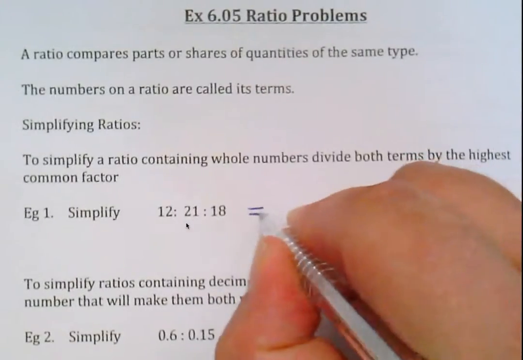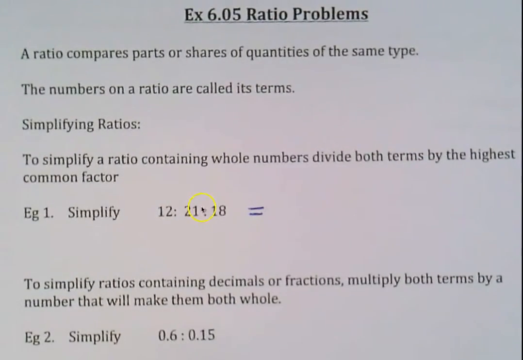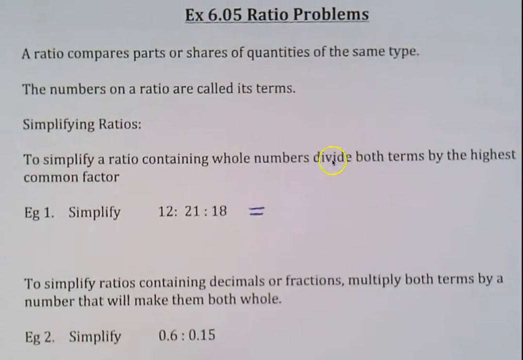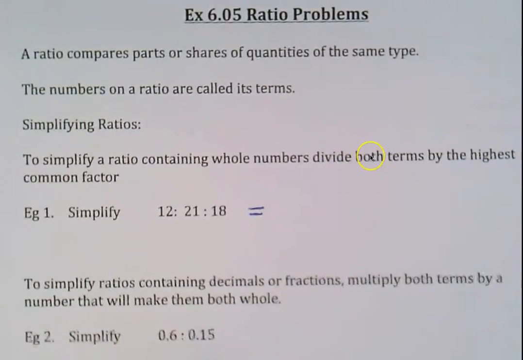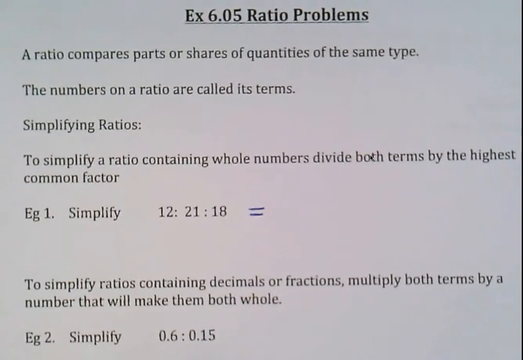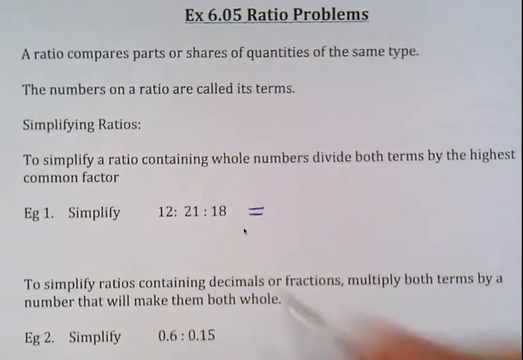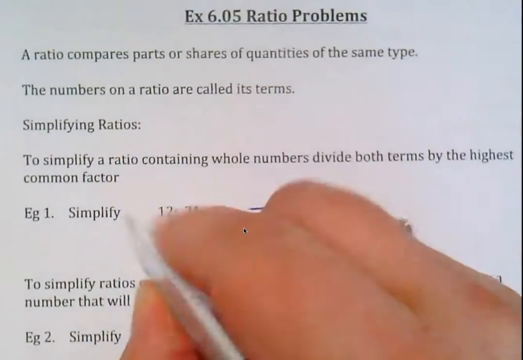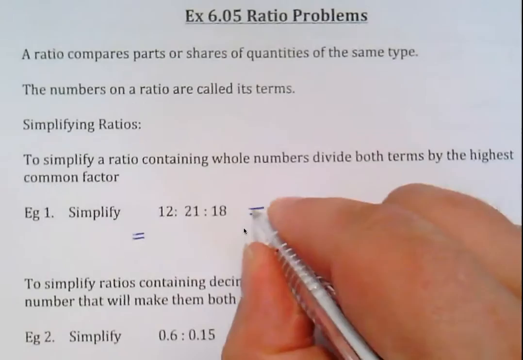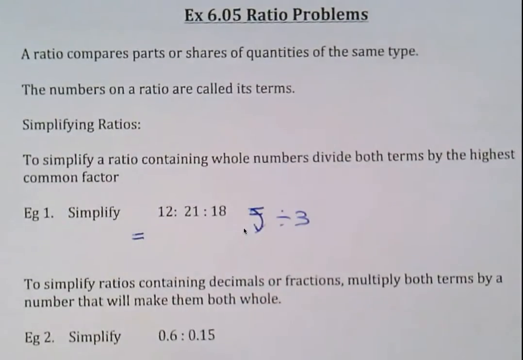So if you look at the ratio of 12 is to 21 is to 18, we divide all terms by the highest common factor. With this first one, girls, which times tables would 12, 21 and 18 be in? They're all in the 3 times tables. 12 and 18 are in the 6s, but 21's not. So they're all in the 3 times table, so we're going to divide them all by 3.